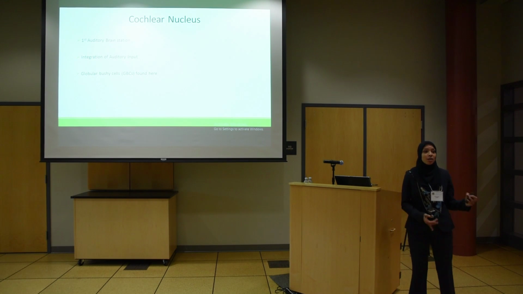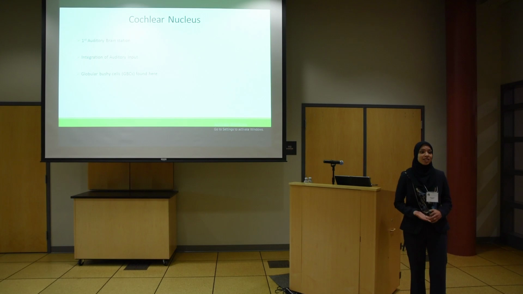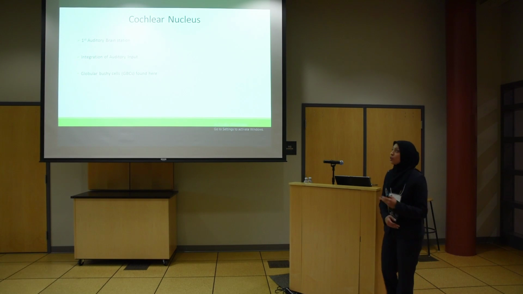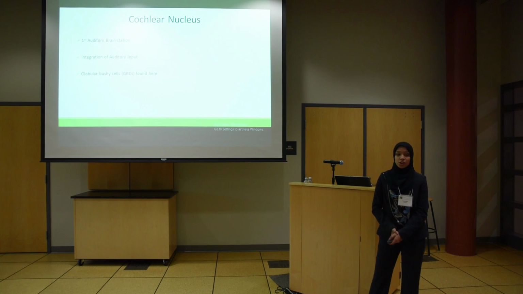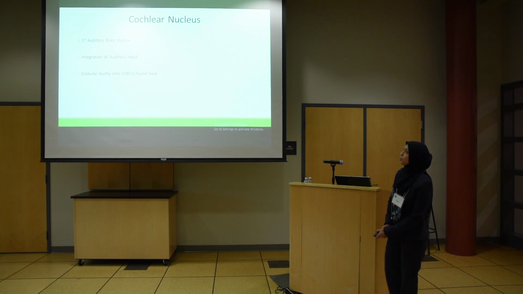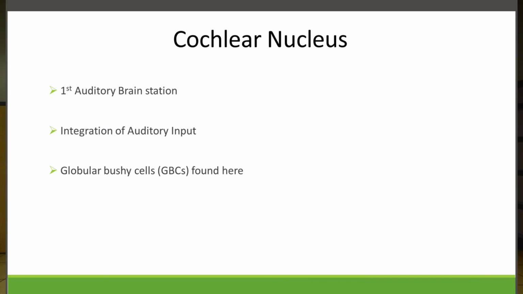So again, we looked at the spiral ganglia, we looked at the cochlear nucleus. So what is the cochlear nucleus? It is the first auditory brain station where integration of this information occurs. This is also where globular bushy cells are housed. So globular bushy cells are found within this cochlear nucleus, and they receive excitatory input from spiral ganglion neurons.